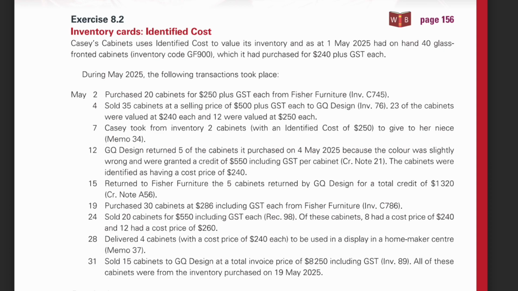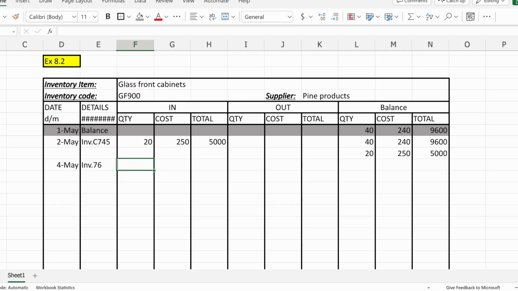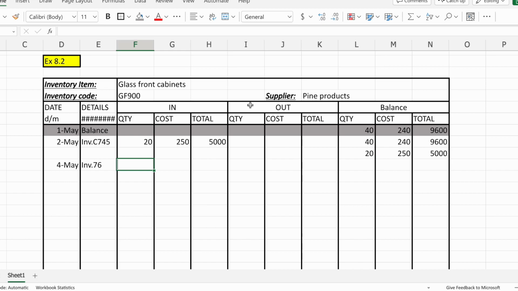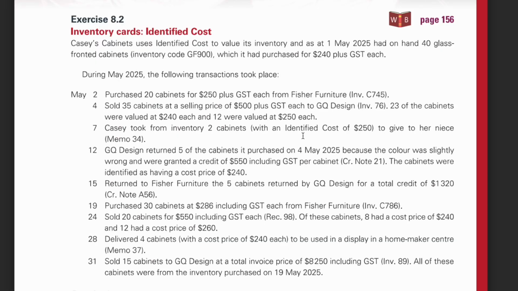So they sold. Now the keyword is sold here, meaning since it's sold, it's going out of the business. So right now we think about it like this: 35 cabinets, but 23 of them were valued at 240. So let's record that. 23 went out at $240, and of course, 23 times 240. Yep, that amount.